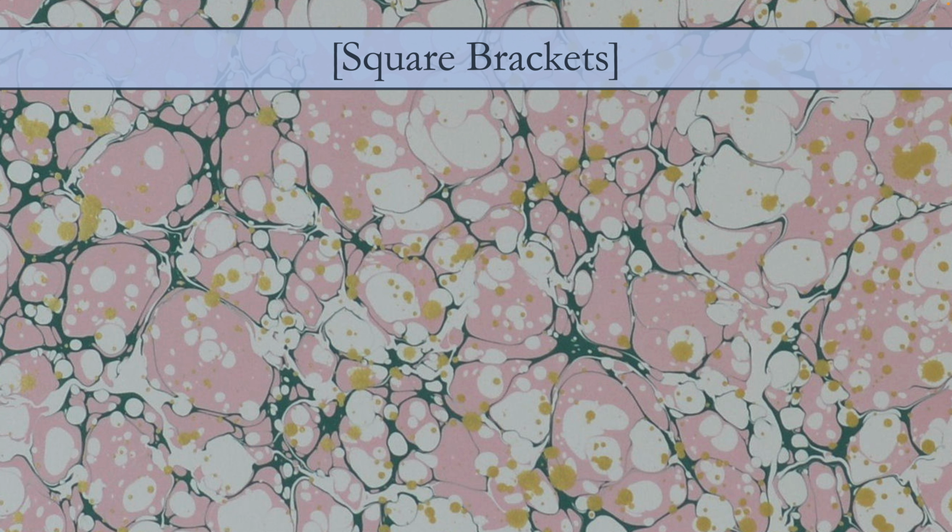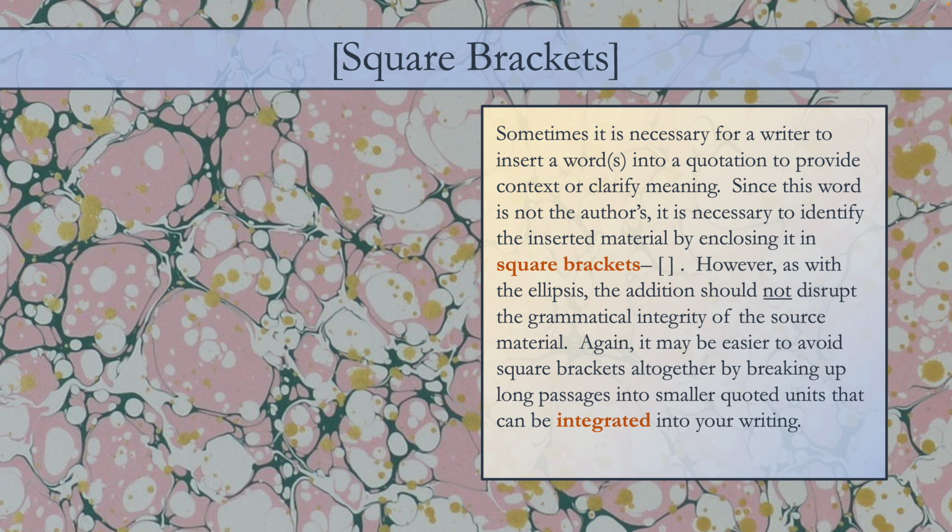Now we'll talk about the opposite of ellipses, and that's square brackets. Sometimes it is necessary for a writer to insert a word or words into a quotation to provide context or clarify meaning. Since this word is not the source's, it's not the writer's, it's necessary to identify the inserted material by enclosing it in square brackets. However, as with the ellipsis, the addition should not disrupt the grammatical integrity of the source material. Again, it may just be easier to avoid square brackets altogether by breaking up long passages into smaller quoted units that can be integrated into your writing. And again, we'll talk about integration later.